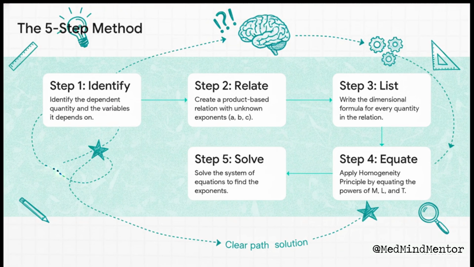Look at this. This 5-step process is your game plan. It takes all the guesswork out of it. Step 1, identify what you're looking for. Step 2, set up the relationship. You get the idea. Seriously, burn these steps into your brain and you'll always know what to do next. We're going to follow this exactly in the next few examples.